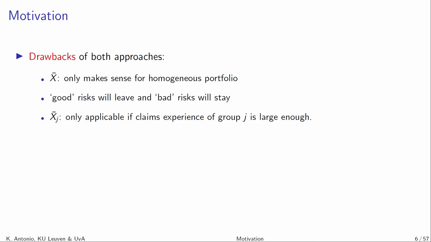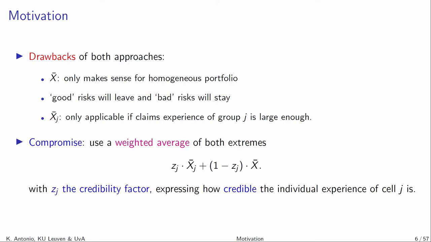If you charge X̄_J, then of course you have to keep in mind that this can be a very volatile estimate. If you have not much experience on contract J, then charging X̄_J might not be such a good idea, right? So this can only be used if you have sufficient volume, sufficient weight, sufficient exposure for this Group J's claims experience.